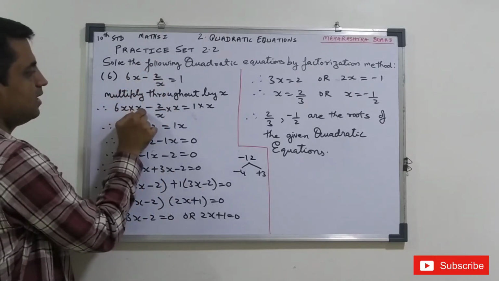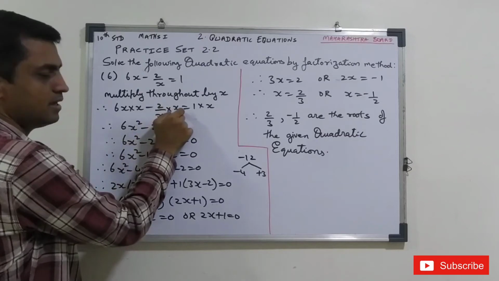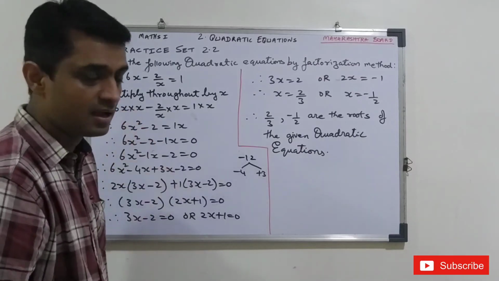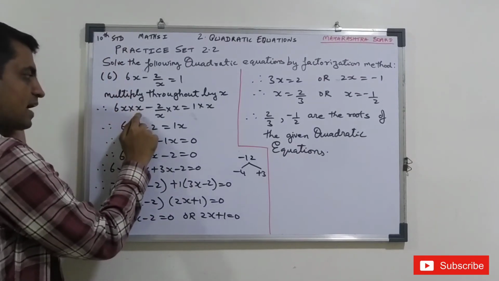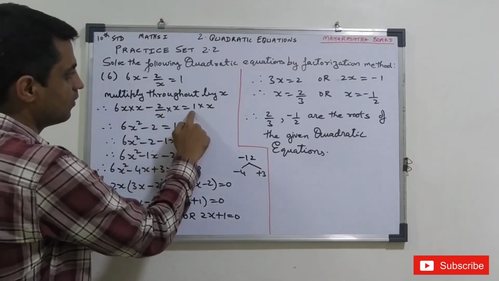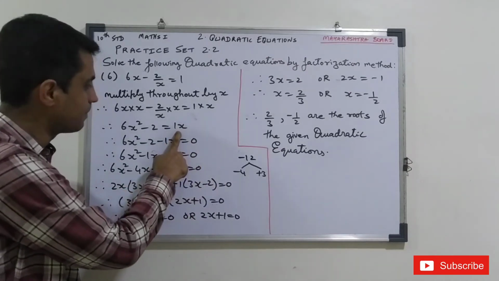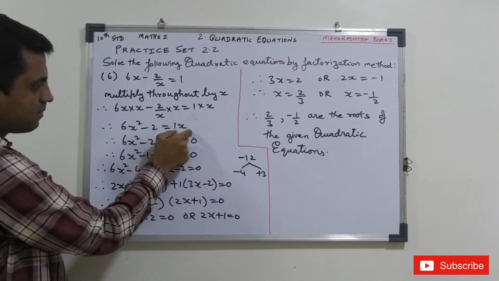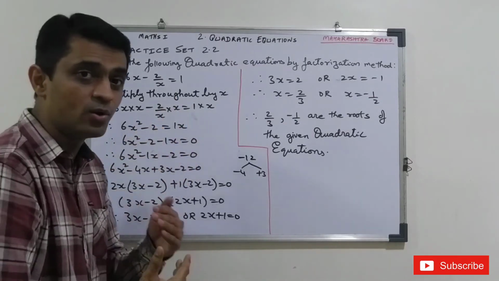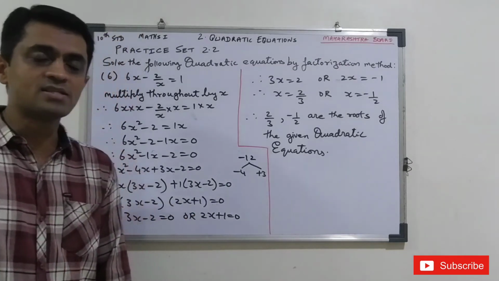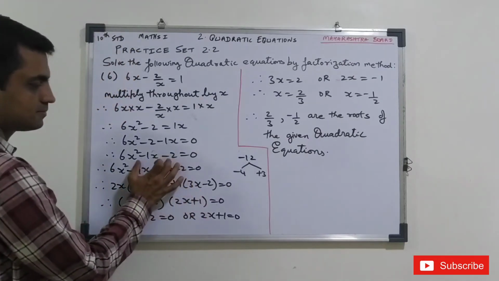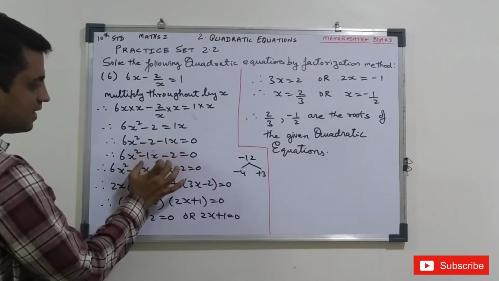So here 6x into x minus 2 upon x into x is equal to 1 into x. So each and every term we are multiplying by x. So 6x into x is 6x square, minus 2, x and x get cancelled, is equal to 1 into x, which is 1x. Now we are taking this 1x here, it will become minus 1x is equal to 0. So we shifted here. Why? In order to bring it in the standard form of ax square plus bx plus c is equal to 0. So we rearrange.